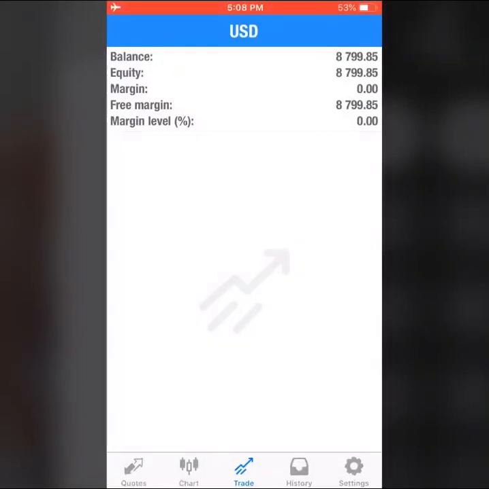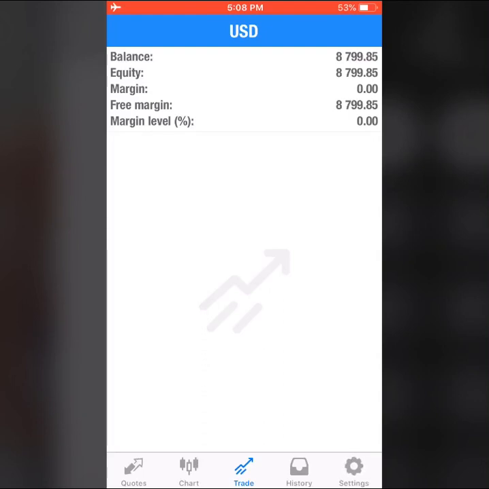Hey guys, Colin here, and one of my members asked me to recap how I calculate my lot sizes for my trades. How do I manage my risk? So I wanted to go ahead and share this with you.